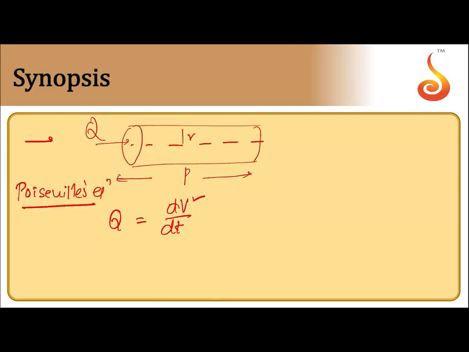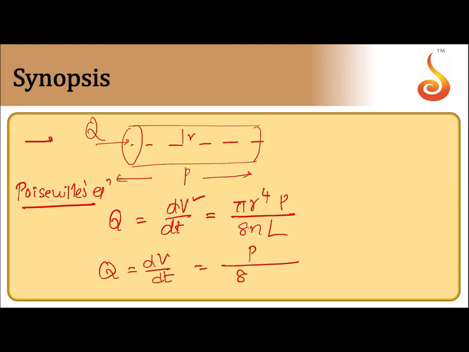So according to Poiseuille's equation, the volume rate of flow is given by pi r to the power of 4 into P, where P is the pressure difference, divided by 8 eta L. So the volume of the liquid flowing per unit time is given by pi r to the power of 4 into P divided by 8 eta L. You may notice that this is nothing but something per unit time, and this can also be written as P divided by 8 eta L divided by pi r to the power of 4.